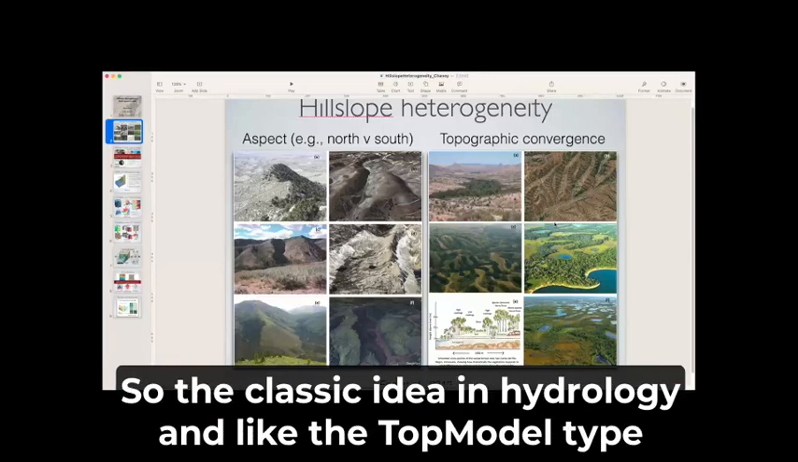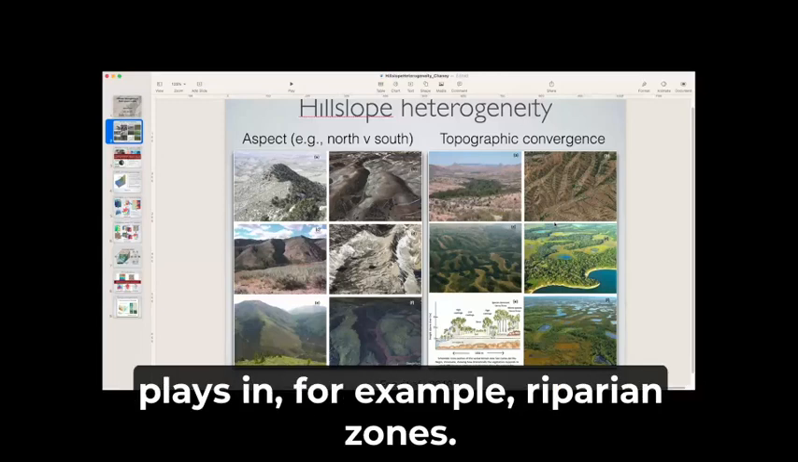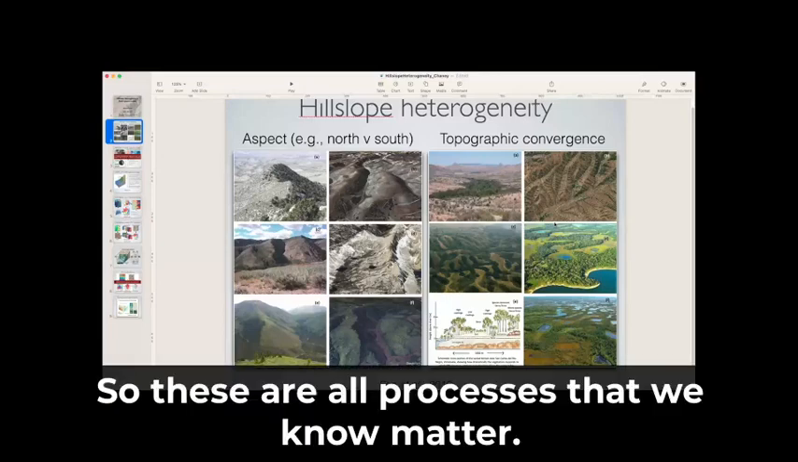So the classic idea in hydrology and the TOPMODEL type approach is this idea of the role that topographic convergence plays in, for example, riparian zones. So these are all processes that we know matter.